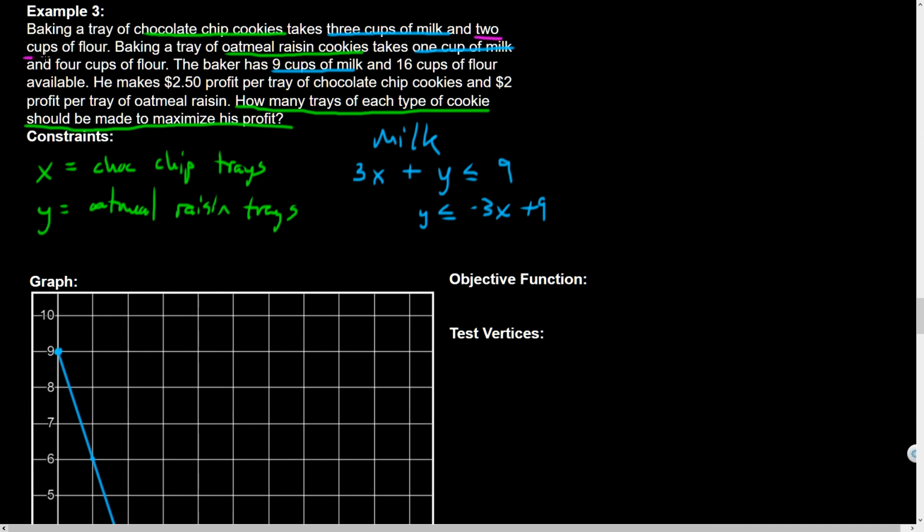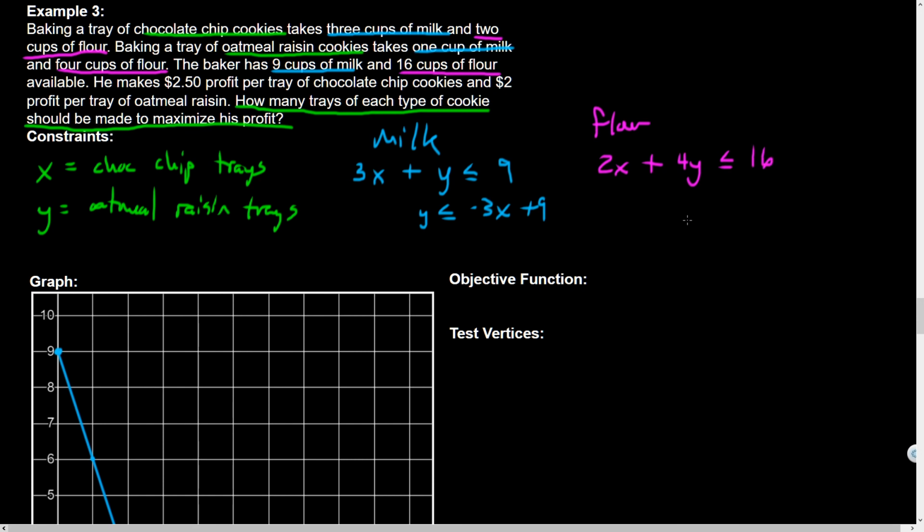So chocolate chip uses 2 cups of flour and 4 cups of flour for every tray of oatmeal raisin cookies. And they have a total of 16 cups of flour available. And so this is our flour constraint. And so I'll do 2x plus 4y has to be smaller than the amount of flour that you've got.